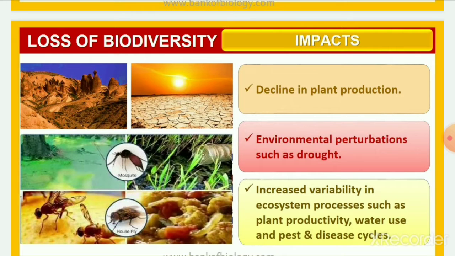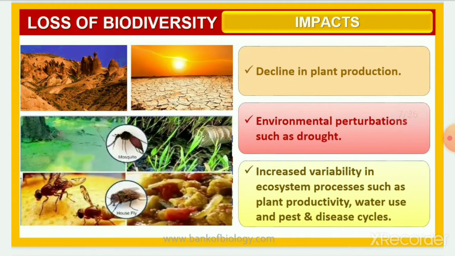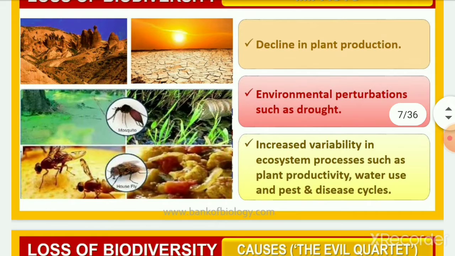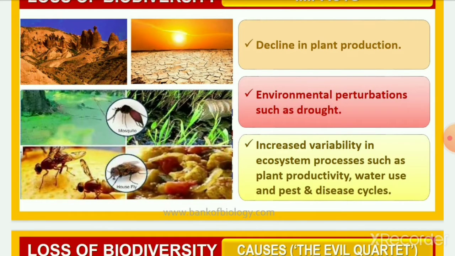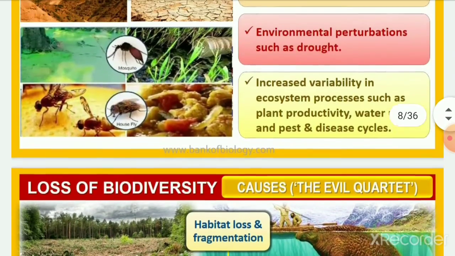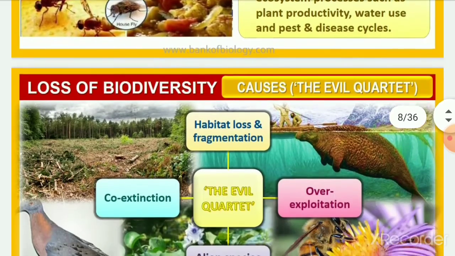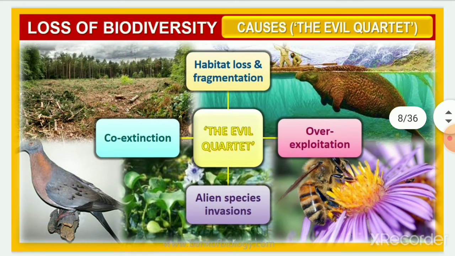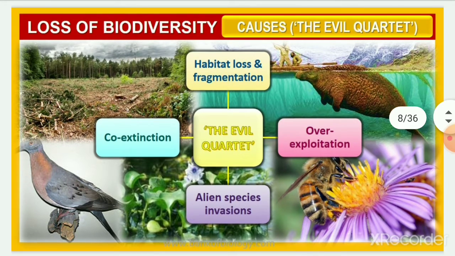Now all of you know that because of loss of biodiversity, what will be the impact on the earth? It will lead to a decrease in plant population. Then again we will find a number of environmental changes such as drought and other changes. Then again, increased variability in ecosystem processes such as plant productivity, water use, and pest and disease cycles. So this will be the impact on the earth.